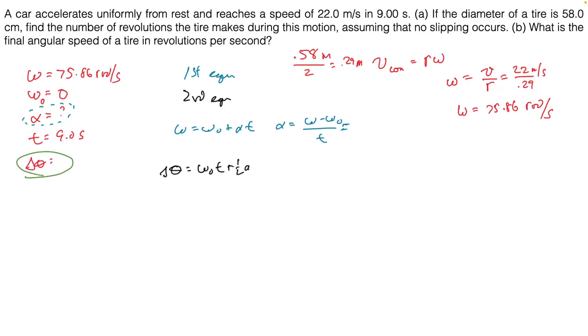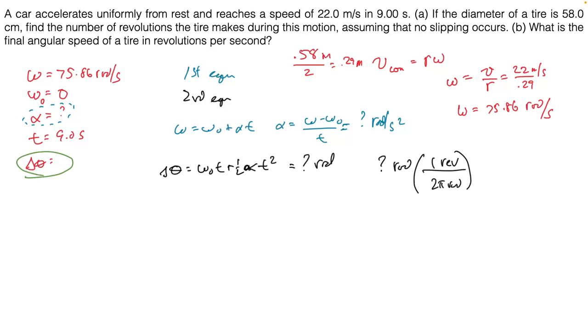And now that we've got that, we can do our second equation, delta theta equals omega naught t plus 1/2 alpha t squared. That will give me something in radians. The alpha will turn out in radians per second squared. The theta will give me radians, but they want revolutions. So how do I convert from radians to revolutions? However many radians I have, there are 2 pi radians in 1 revolution. So now I can answer in revolutions like they want.